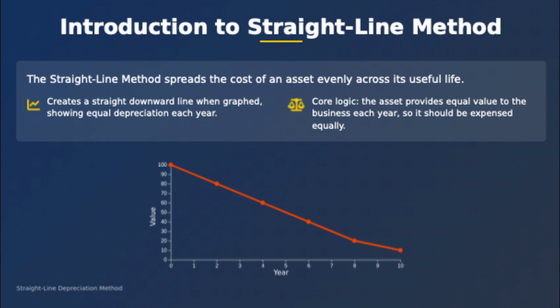It's called straight line because if you were to graph the asset's value over time, it would form a perfect straight line sloping downwards. The core logic is simple. The asset provides equal value to the business each year, so it should be expensed equally each year. Now, let's see how it works in practice.